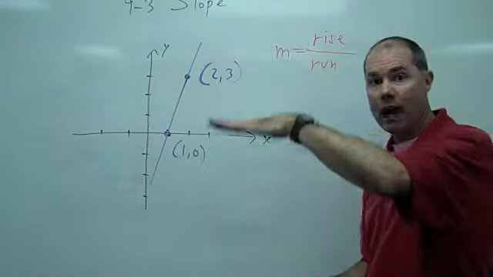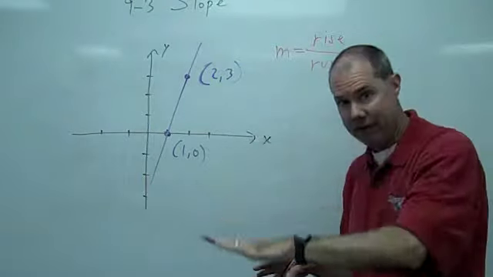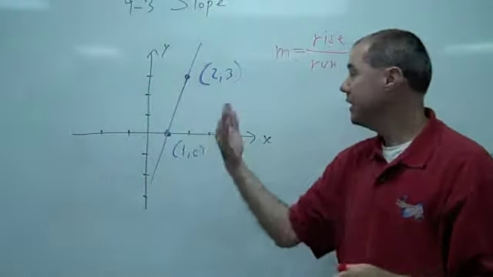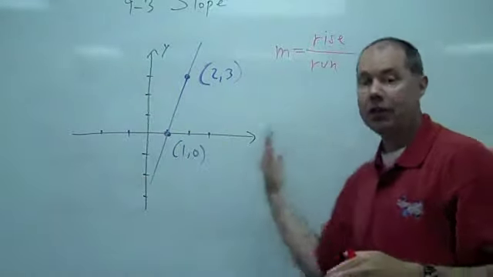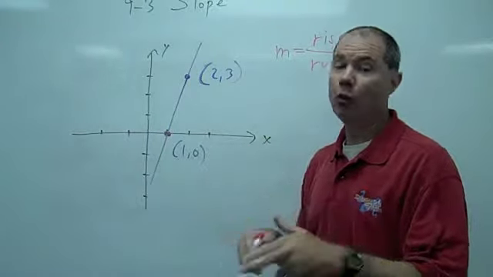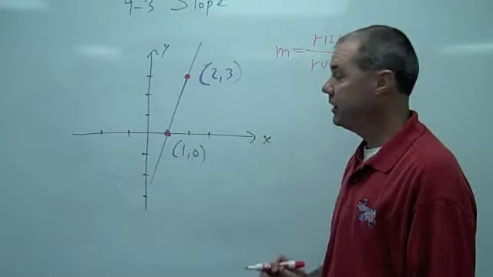How far up or down it goes is the rise. Positive if you go up, negative if you go down. Run is how far you run or go left or right. To the right is positive, to the left is negative. Let's go, and it doesn't matter where you start. It'll work out either way. Let's go from the bottom to the top point.